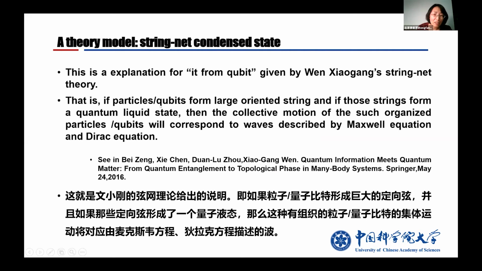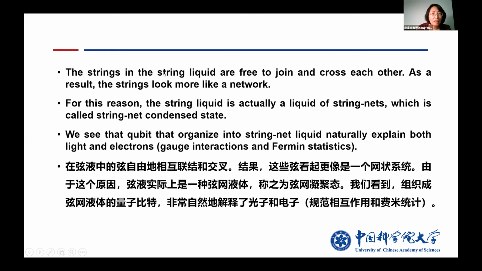That is, if particles or qubits form large empty strings, and if those strings form a quantum liquid state, then the collective motion of such organized particles or qubits will correspond to waves described by the Maxwell equation and the Dirac equation. The strings in the string liquid are free to join or cross each other, and so the strings look more like a network. For this reason, the string liquid is actually a liquid of string nets, called the string-net condensed state. We say that a liquid organized into a string-net liquid naturally produces both light and electron, gauge interaction and Fermi statistics.